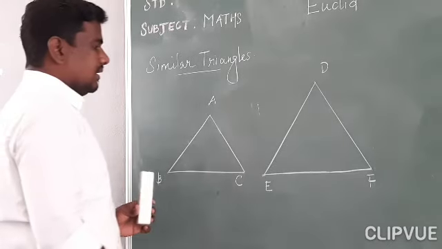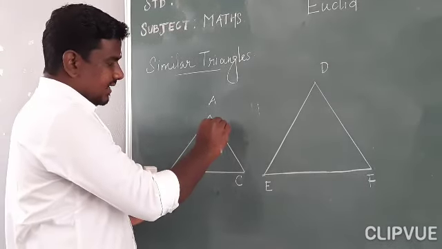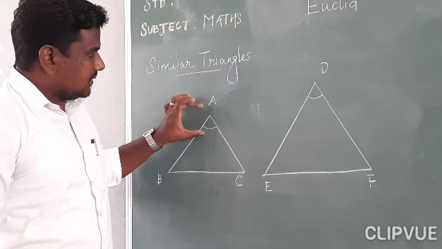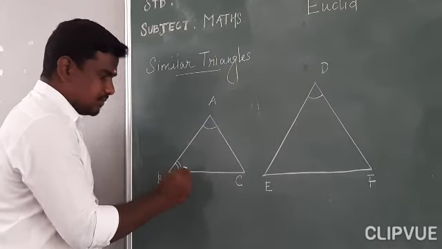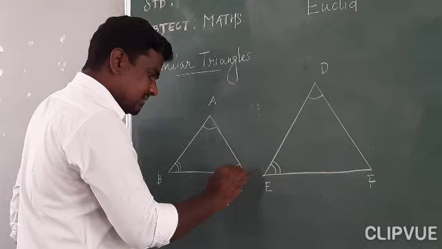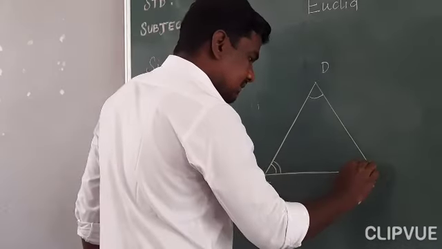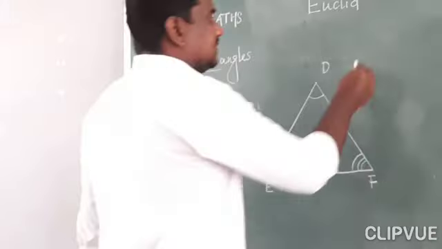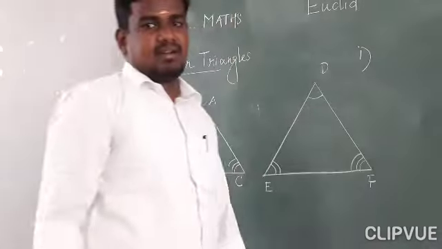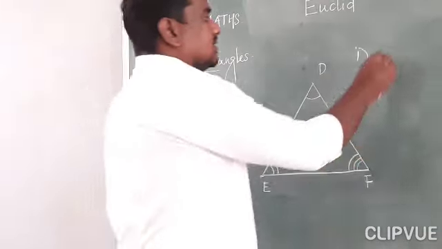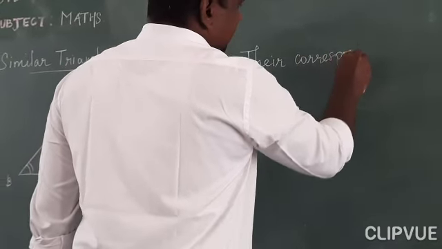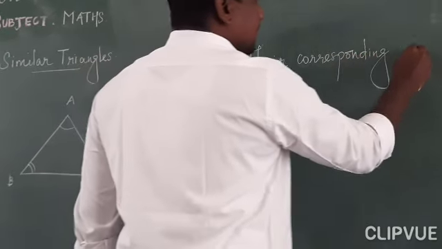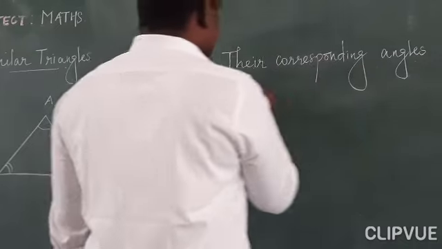Corresponding angles: how can we find that? This angle A corresponds to this angle D. Here angle A corresponds to angle D, angle B corresponds to angle E, as well as angle C corresponds to angle F. This is the first condition for similar triangles: if two triangles are similar, the corresponding angles must be equal.